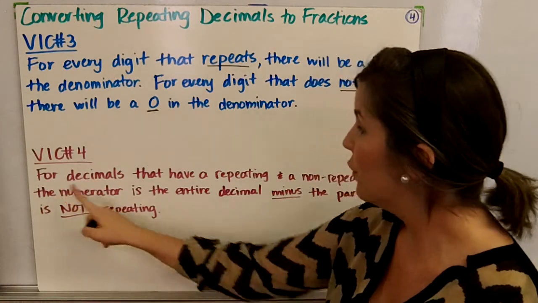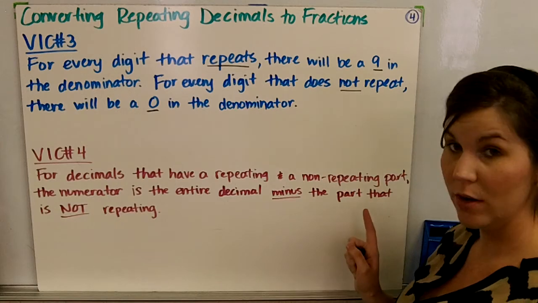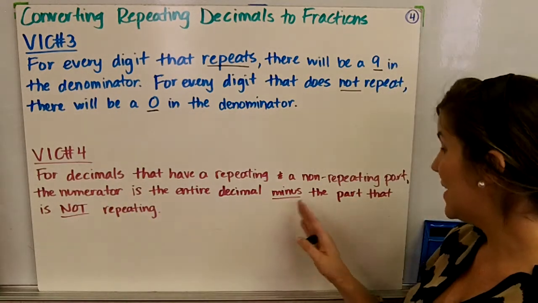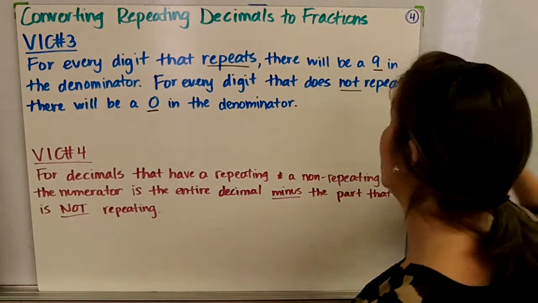Big number 4, for decimals that have a repeating and a non-repeating part, the numerator is the entire decimal minus the part that is not repeating. So let's do a couple examples of this.